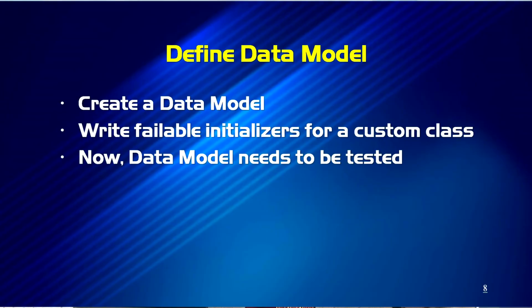So, as part of the data model, first of all we have to create a data model, and once we create a data model, we have to write failable initializers for a custom class. Once we write the failable initializers for the custom class, we have to test our data model. Once the data model testing is successful, then we can think of deploying on a beta basis before releasing the app for iOS in a full-fledged manner to the market.